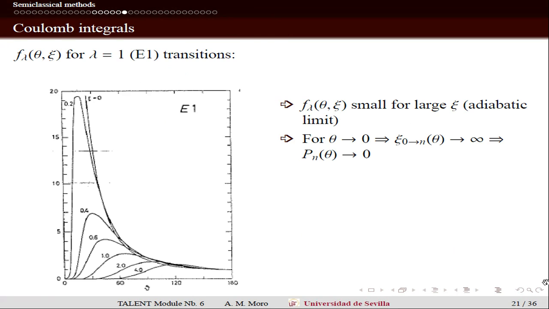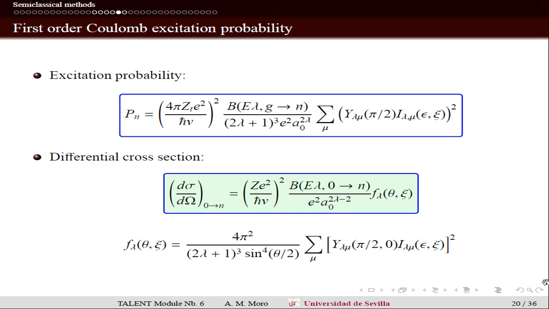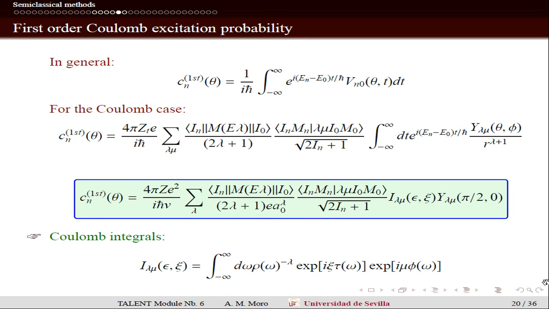I don't understand why in spherical harmonics theta is equal to pi over 2. This is just a definition. So you start from here.